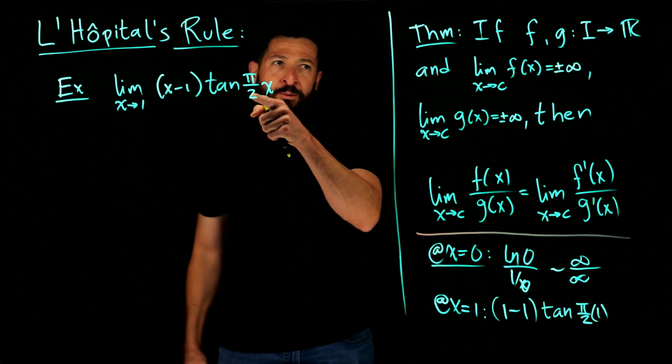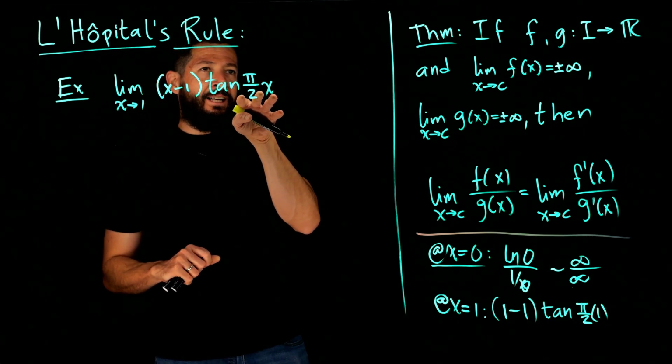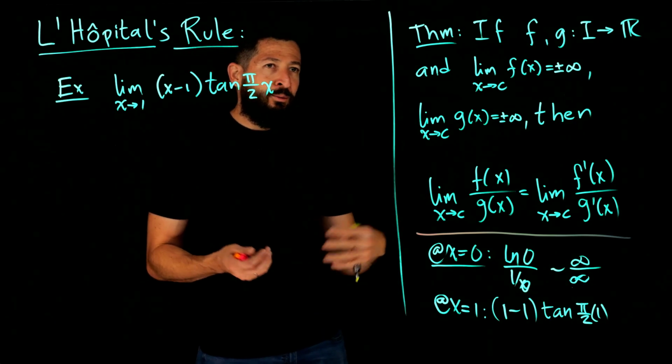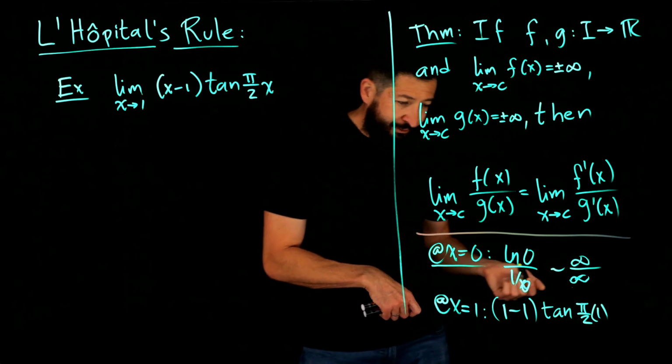If I would have had pi over 4, by the way, if I evaluate it, I get 1 minus 1 is 0 times tangent of pi over 4, which is 1. 1 times 0 is 0. Nothing to do. You don't need L'Hopital's. You need nothing. Direct evaluation gives it to you.